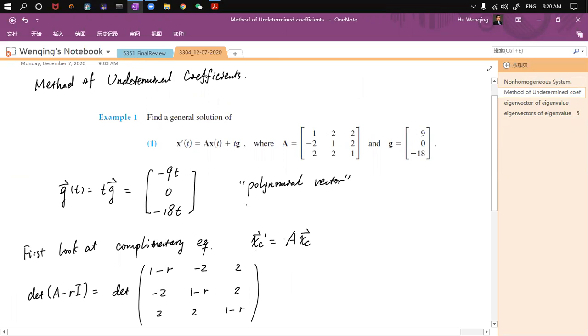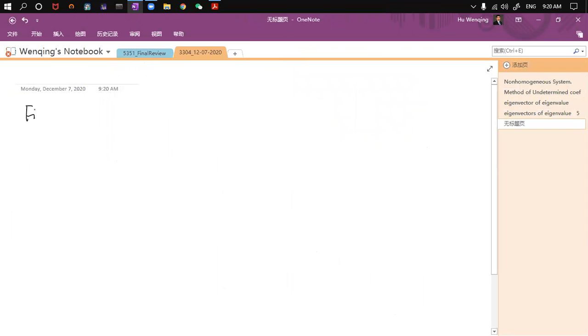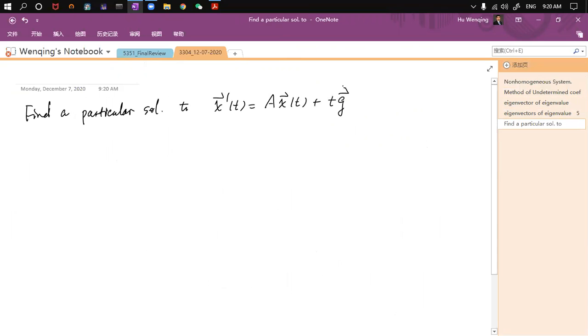Therefore we just need to find a particular solution to the equation x prime of t is equal to Ax of t plus tg. So we want to find a particular solution of this equation. How do you find it? Here we're going to use the method of undetermined coefficients.